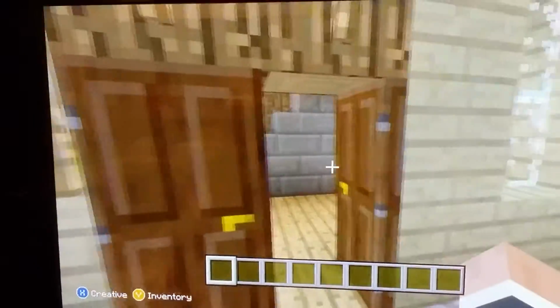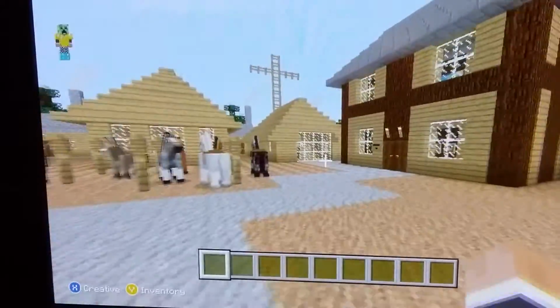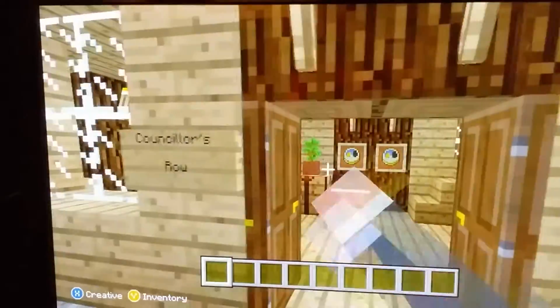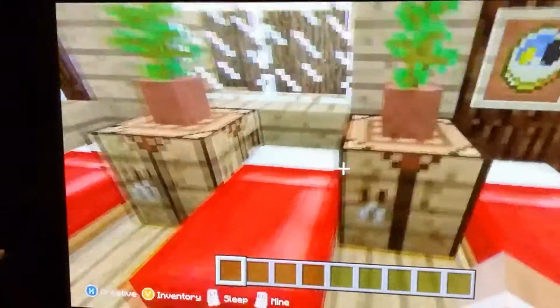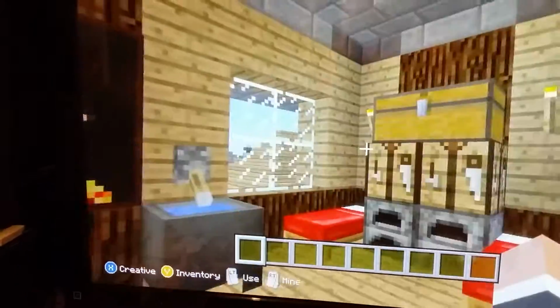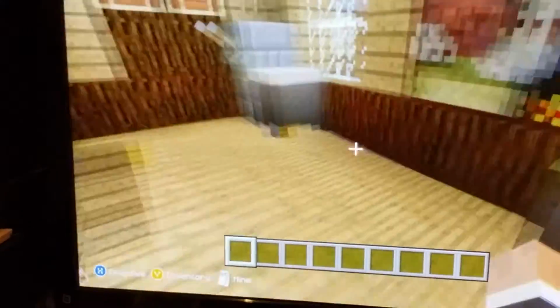Next, I will be showing you the Counselor's Road. This is where the second most important people stayed. So you have your 3 beds, you got your storage chest, you got your furnaces, then you have your restroom, 2 more beds, crafting, sink.